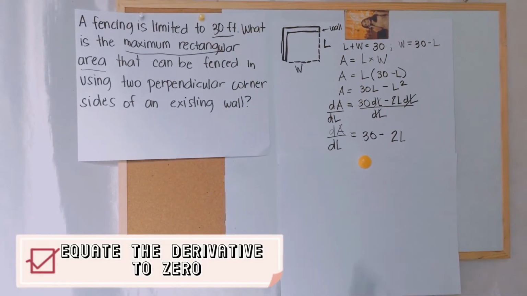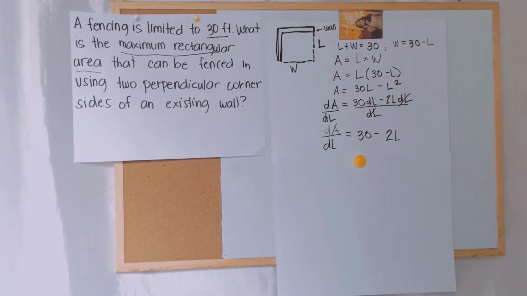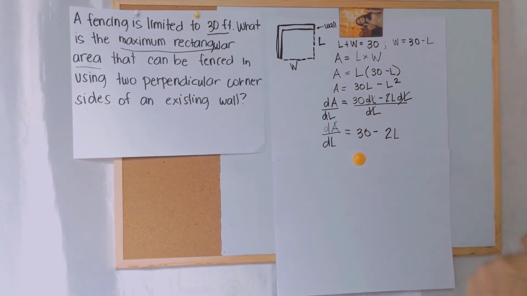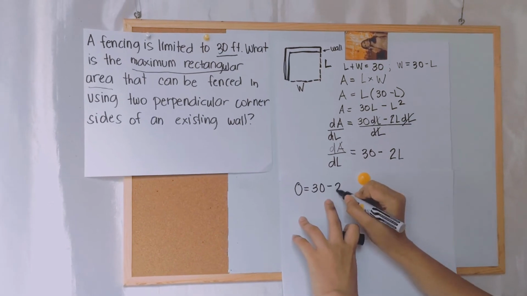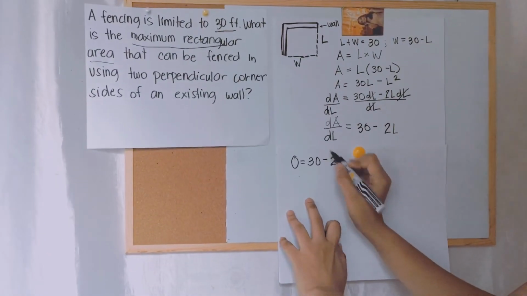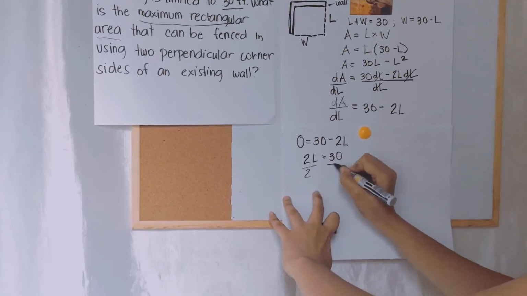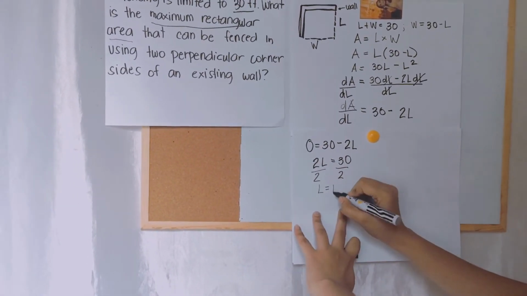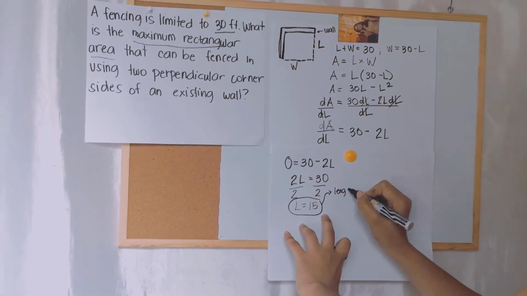We are going to equate the derivative to 0 to find the critical numbers. So this derivative, you're going to equate this to 0. Just have to copy the right side. We will transfer 2L to solve for L. We are going to divide both sides by 2, so that will leave us with L itself. So L is 15. L is the length.